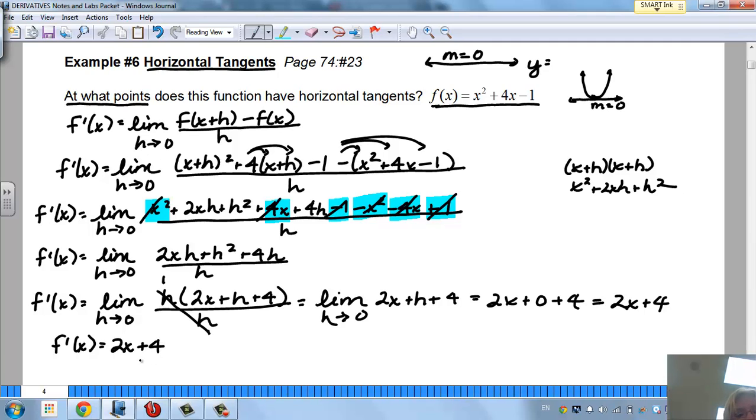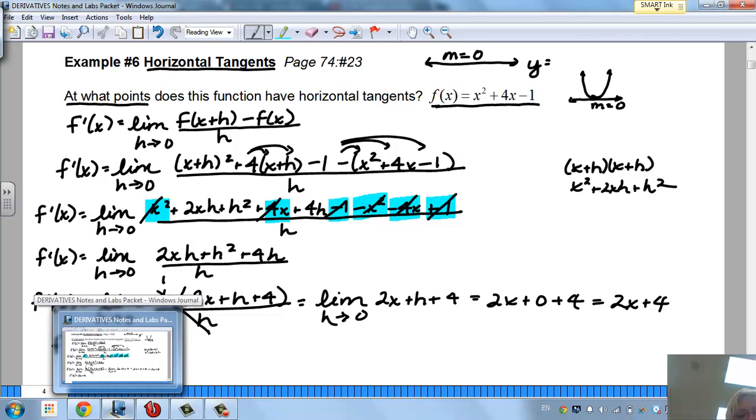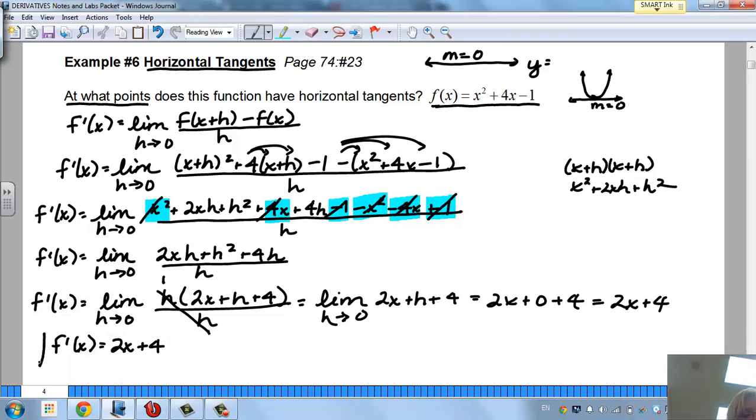That means I can plug in any x I want and I will find the slope at that point, because f prime shows the derivative. So we're not done yet. This is actually the derivative, but now we have to find the points where the slope is 0, or the derivative is 0. So we're basically going to take this and put it equal to 0. And when I solve for this, I get x to be negative 2.